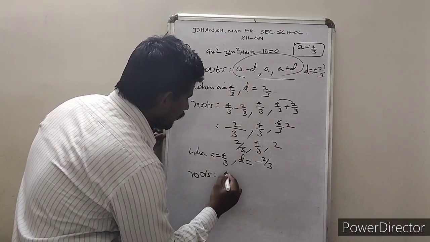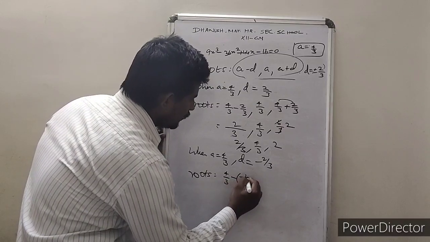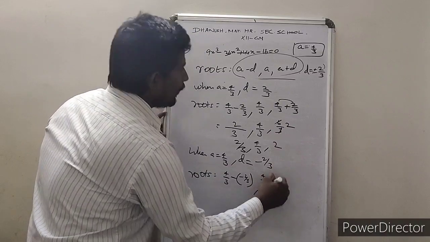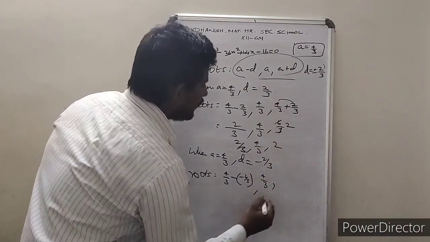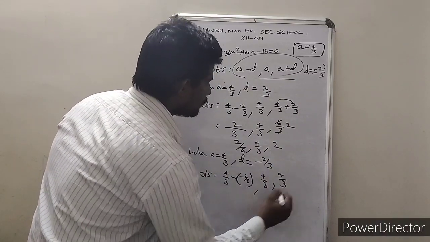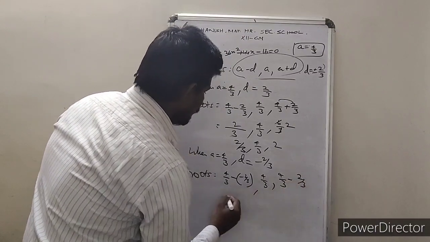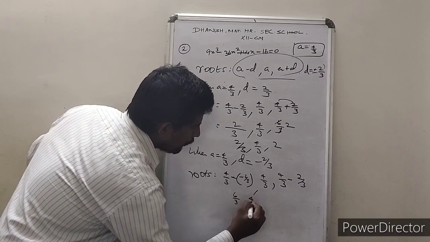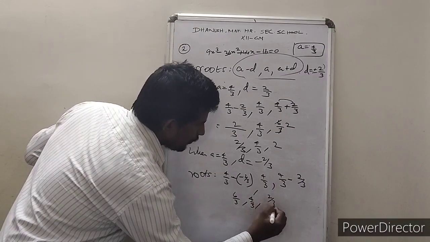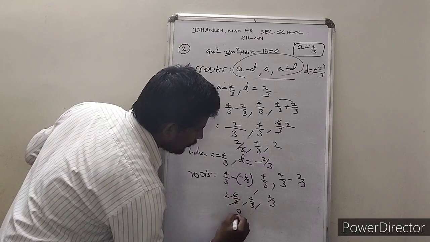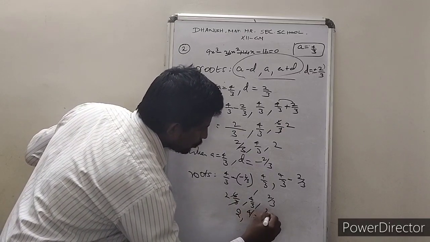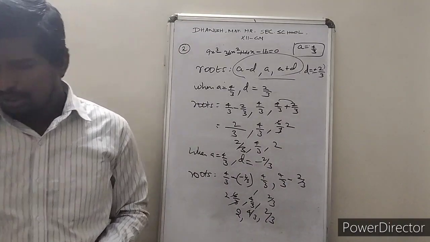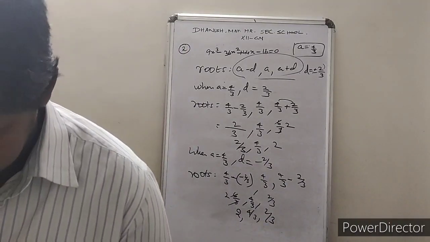A minus D, 4 by 3 minus 2 by 3, comma, A, what's our A? 4 by 3, comma, A plus D, 4 by 3 plus 2 by 3. So this is minus and plus: 6 by 3, comma, 4 by 3, comma, 2 by 3. If you cancel this, you will get 2, comma, 4 by 3, comma, 2 by 3. These values are the required values.